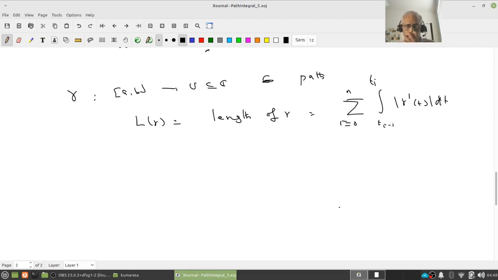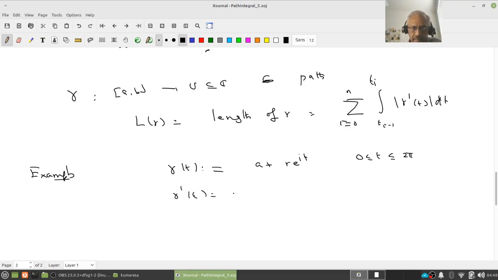Right? So just to make sure that you know why we call it a length, let us look at two examples. Let us say gamma t equals a plus r e power i t, with 0 less than or equal to t less than or equal to 2 pi. Then what is gamma prime t? It is r i e power i t.